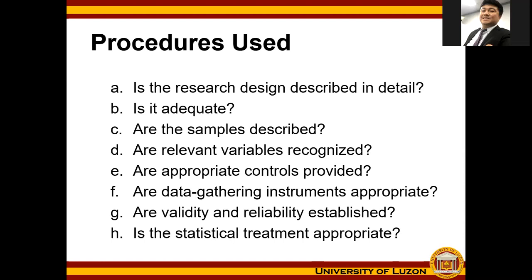Are the appropriate controls provided? So did you take into account all the factors that may influence, and that you have also undertaken some measures to put to its minimum the influence of these controls? Are data gathering instruments appropriate? Okay, so the appropriateness of the instruments is very important because the type of data and the quality of the data that you will gather will depend to a great extent on the data gathering tool that you will use.